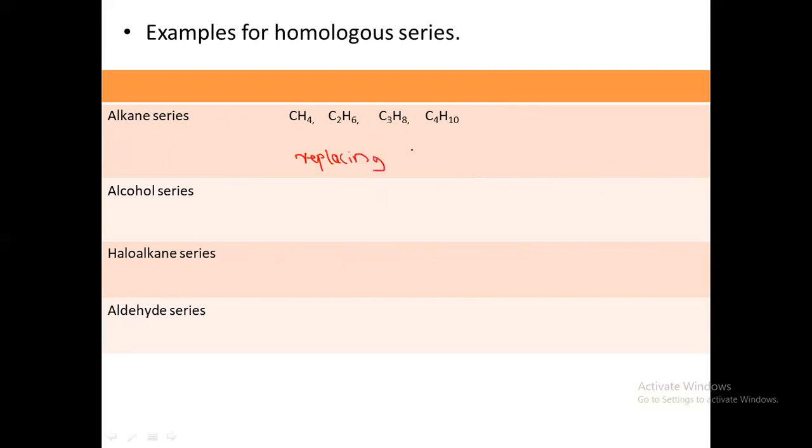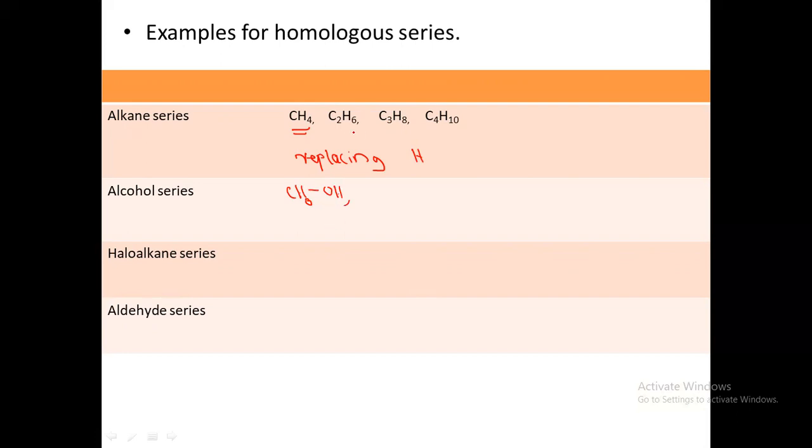Okay, it is coming by replacing hydrogen. So if you want to write an alcohol series, just think of the one carbon alkane formula, CH4. Now you replace one hydrogen and in that position OH will come. So what is the first alcohol?